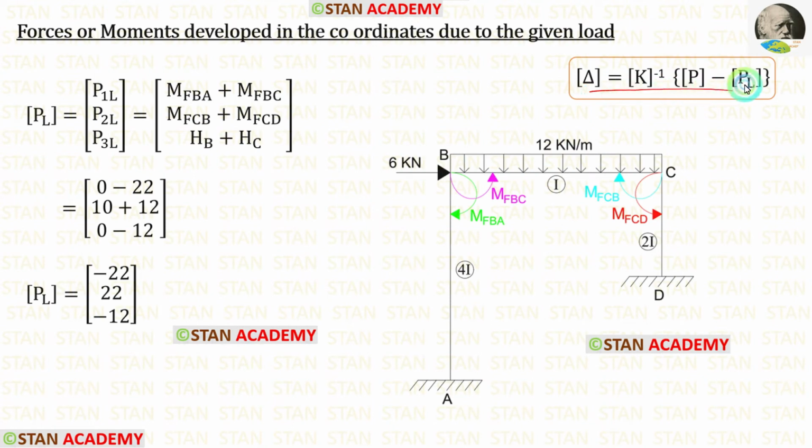In this formula, now let us find the PL matrix. Let us find P1L. Our first coordinate is in the point B. In the point B, we have calculated two fixed end moments, M of BA and M of BC. We have to add both of them. After adding, we are getting minus 22. Let us find P2L. Our second coordinate is in the point C. In the point C also, we have calculated two fixed end moments, MFCB and MFCD. We have to add both of them. After adding, we are getting 22.